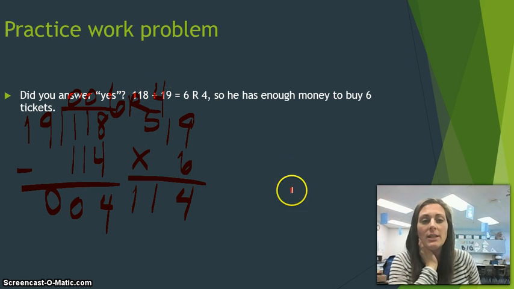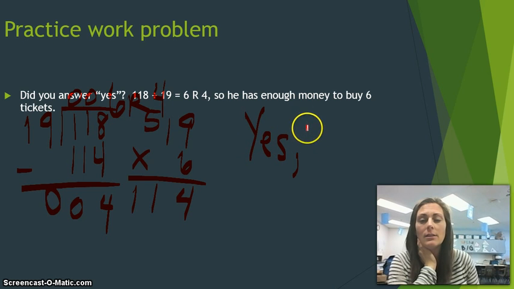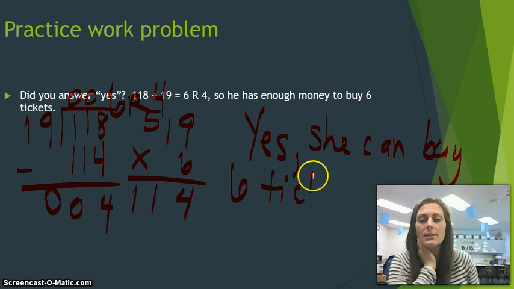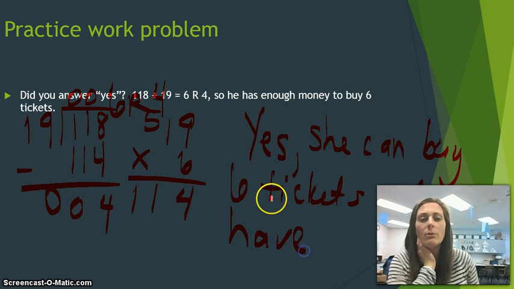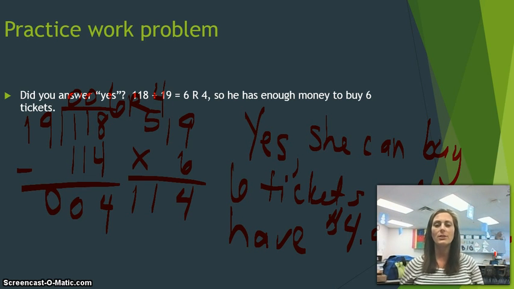So does she have enough money to buy 6 tickets? Yes. She can buy 6 tickets and the remainder is money, so we'll have $4 left over. Yay! So that's a good sign.